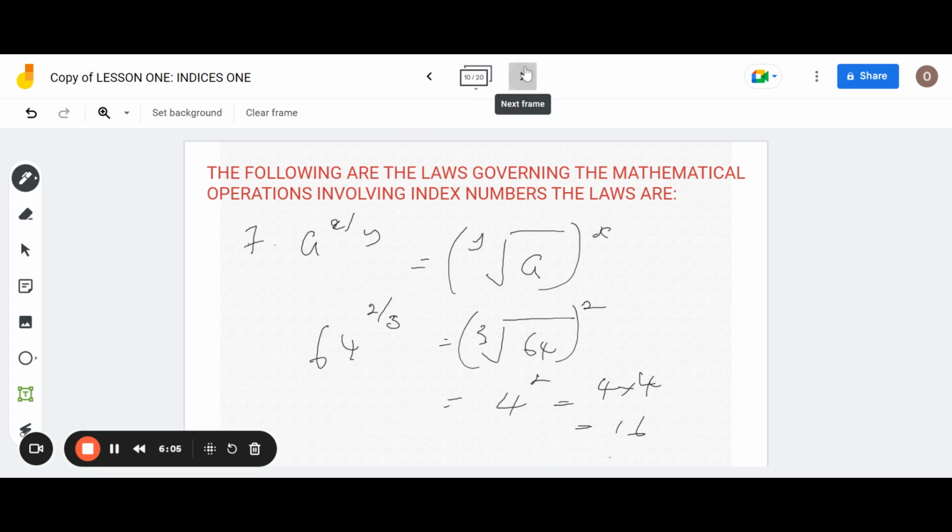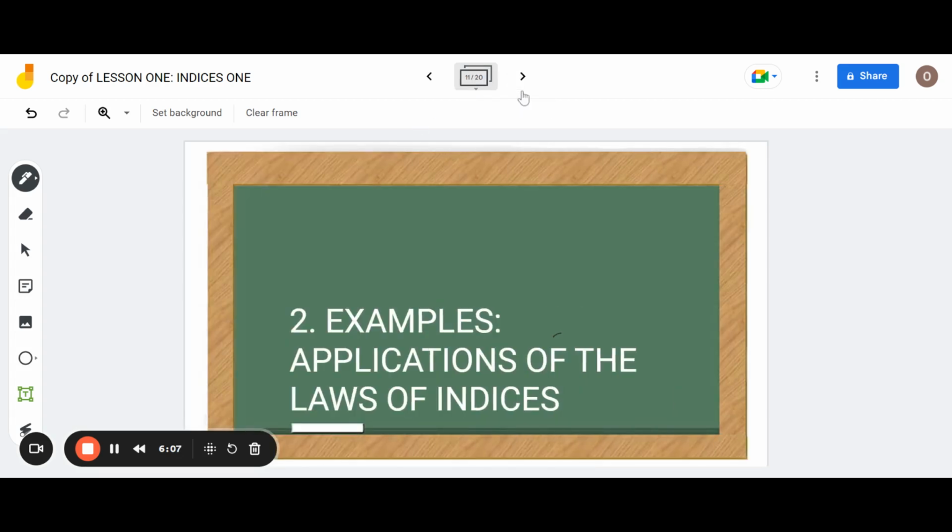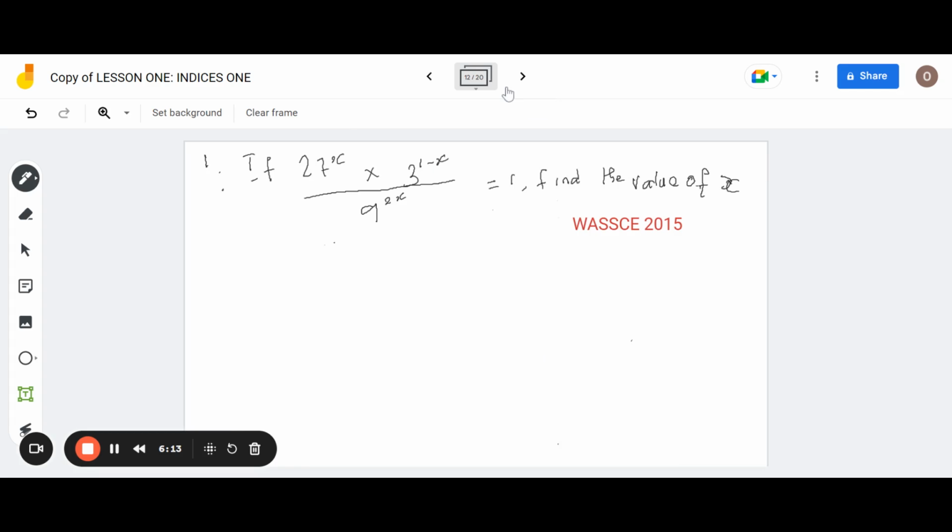Now we go to the next level. Let's look at examples, applications of the laws of indices. We look at some questions here now. Let's look at this first question. If 27 raised to the power x times 3 raised to the power 1 minus x over 9 raised to the power 2x is equal to 1, find the value of x.